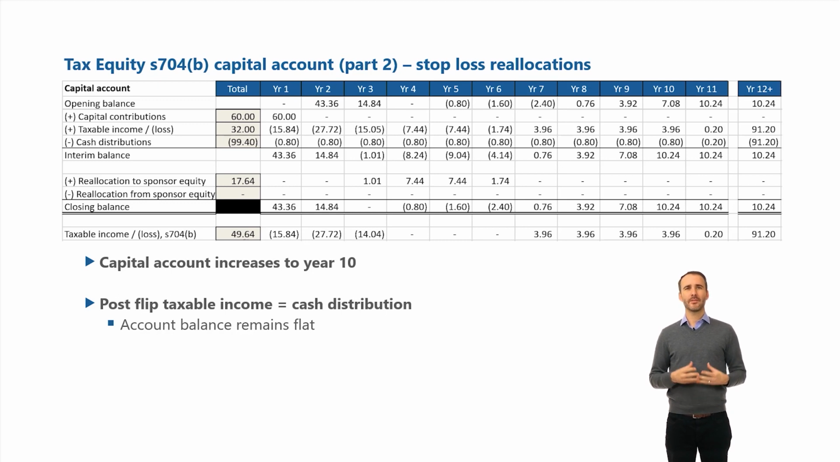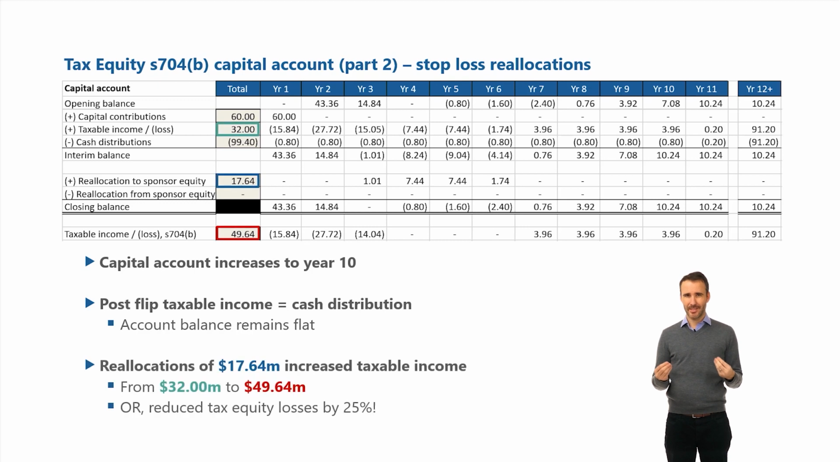So what's this telling us? Taxable income for the tax equity investor increased from 32 million to 49.64 million over the life of the project with reallocations, because we moved 17.64 million of losses, or the negative income, to the sponsor. This reduced the losses to the tax equity investor by nearly 25%.